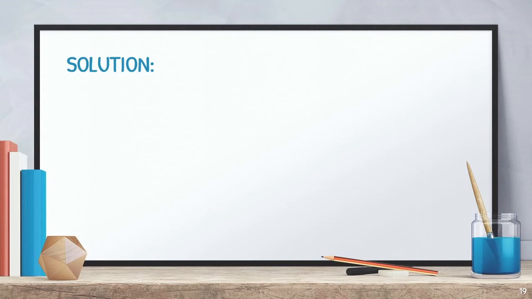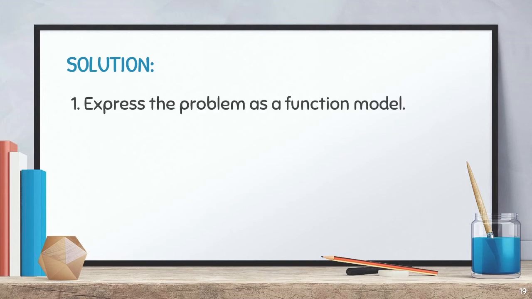For our solution, express the problem as a function model. F of x equals 40x. Bakit naging ganito? Kasi kada meal daw ay nagkakahalaga ng 40, yun na yung given natin. So anong operation ang naiisip natin? We just multiply 40 with x, where x is the number of meals ordered. So we just express it as a function model. Magiging function siya. So magiging f of x equals 40x.